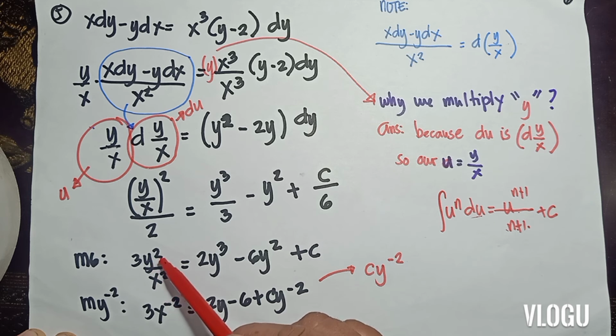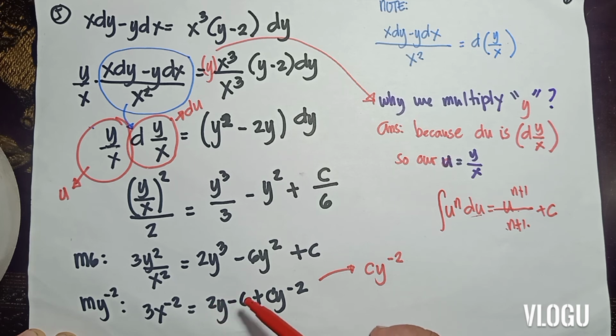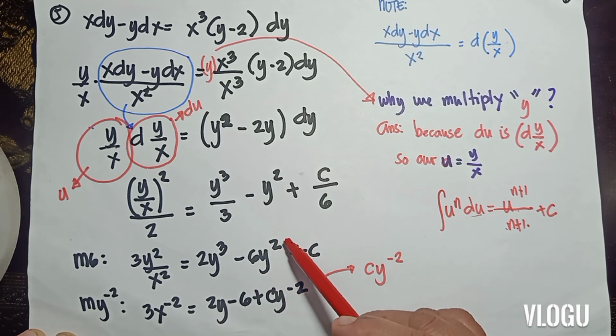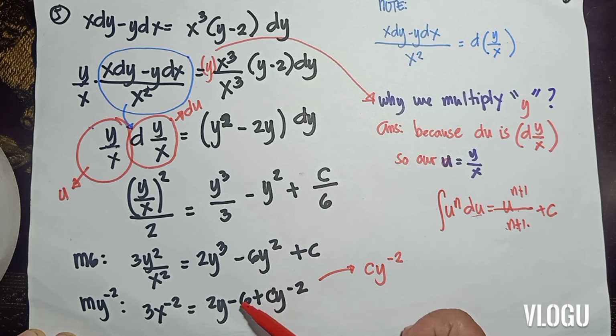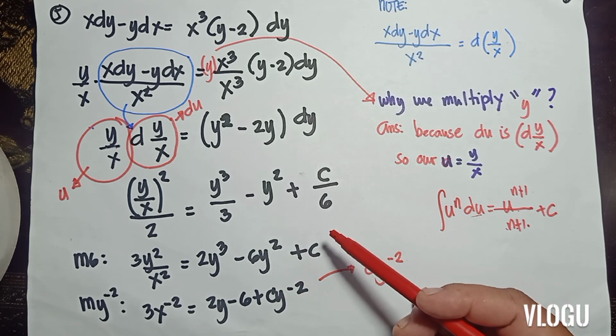Why we are going to multiply with y negative 2? So that we can cancel out y negative 2 here. So that you will have 3x negative 2, that is equal to y negative 2, so 3 minus 2, that is 1. So that is equal to 2y minus 6, because y negative 2, that will be cancelled. So minus 6 plus c2 plus y negative 2. Okay. This is now your final answer.